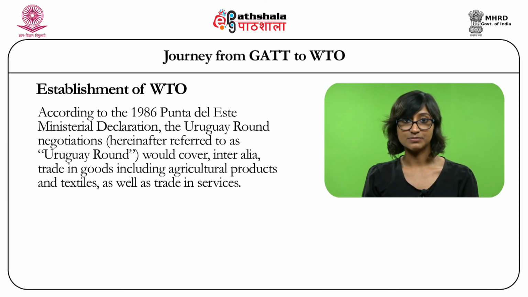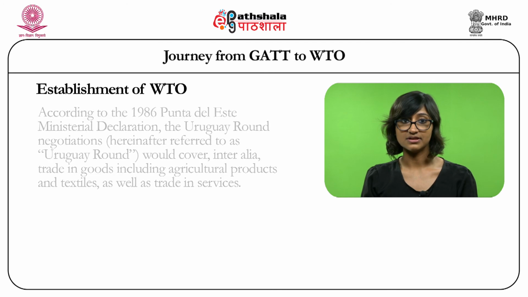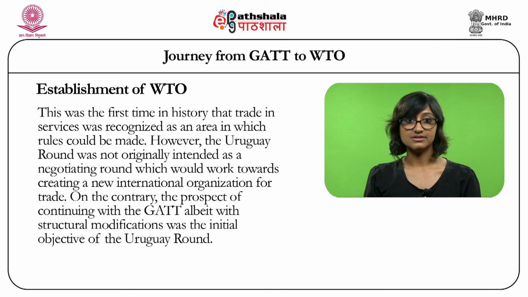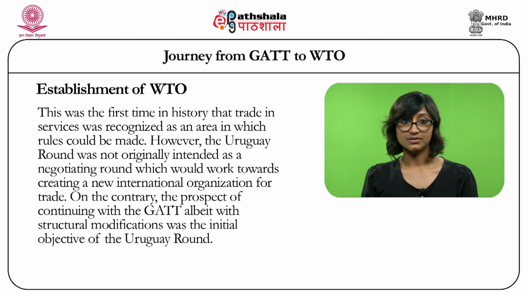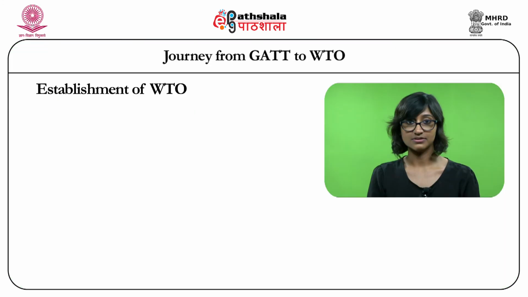According to the 1986 Punta del Este Ministerial Declaration, the Uruguay round negotiations would cover, inter alia, trade in goods, including agricultural products and textiles, as well as trade in services. This was the first time in history that trade in services was recognized as an area in which rules could be made. However, the Uruguay round was not originally intended as a negotiating round which would work towards creating a new international organization for trade. On the contrary, the prospect of continuing with the GATT, albeit with structural modifications, was the initial objective of the Uruguay round. This is reflected in the text of the Punta del Este Ministerial Declaration.